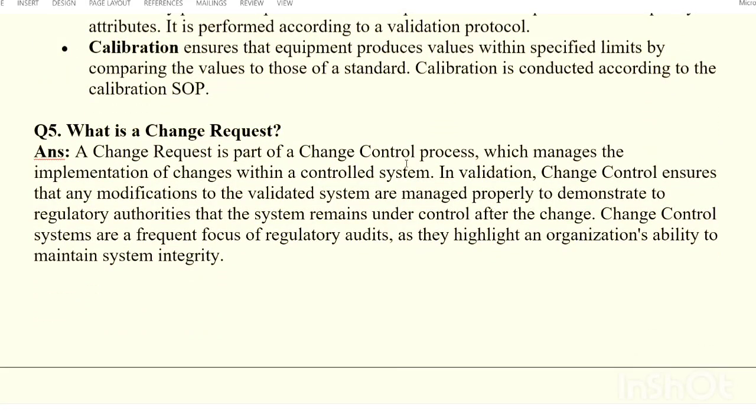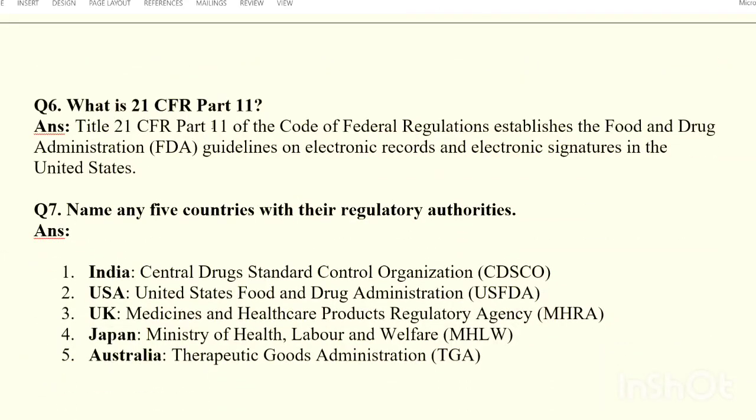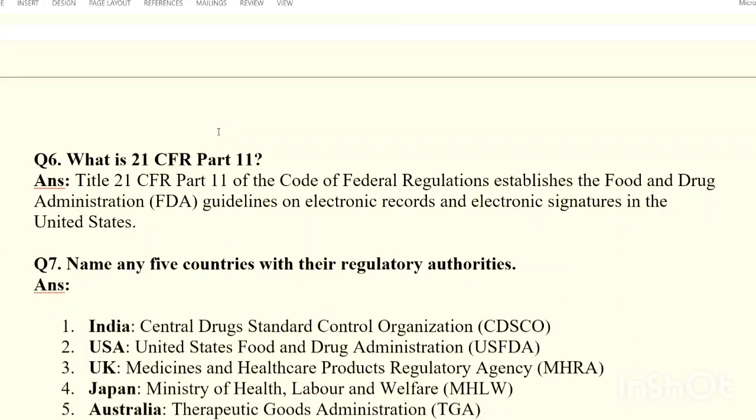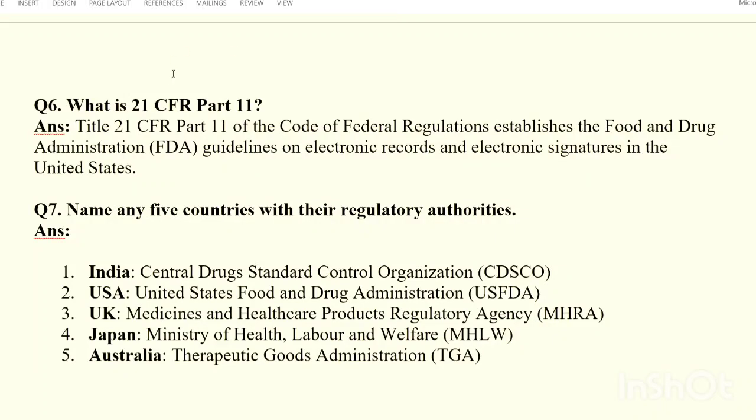In the previous series we have learned about the change control process: what is change control, and why change control is taken. So in this video you are going to see the question, what is change request? It is a part of change control which manages the implementation of changes within the control system. Change control ensures that any modification to the validated system is managed properly, to demonstrate to the regulatory authorities that the system remains under control after the change. Change controls are a frequent focus of regulatory authorities. That's why we are stressing that question, so you may be asked in the interview.